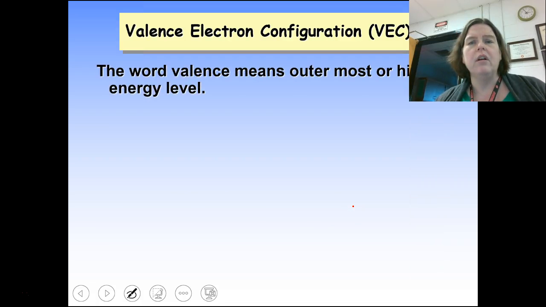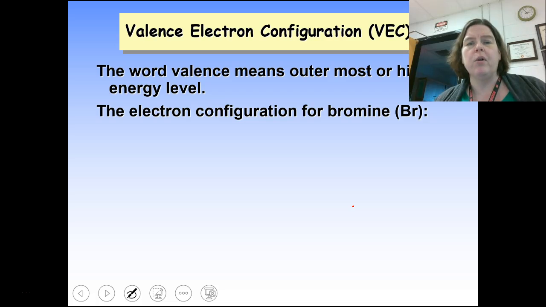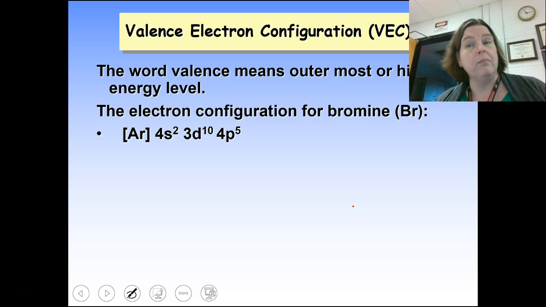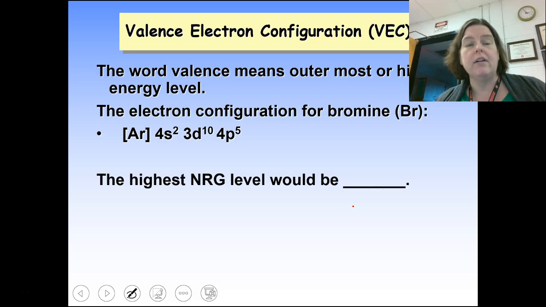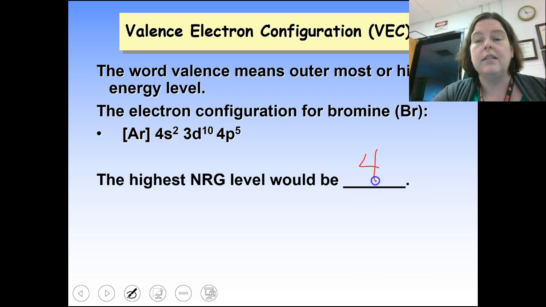So let's try another one. So electron configuration for bromine. Well, that electron configuration, notice I'm using the abbreviated version. I'm using argon, 4s2, 3d10, 4p5. So what's the highest energy level? Well, the highest energy level is the highest number that we see. The highest number that we see is the 4. The 4 is the highest energy level.